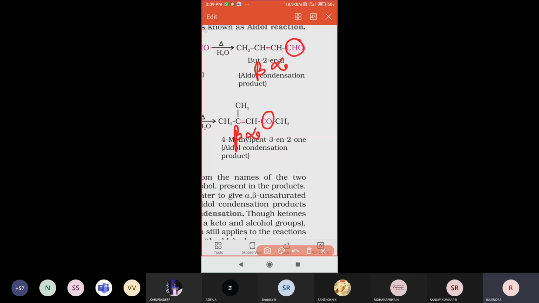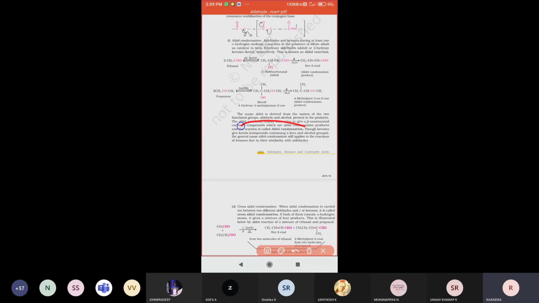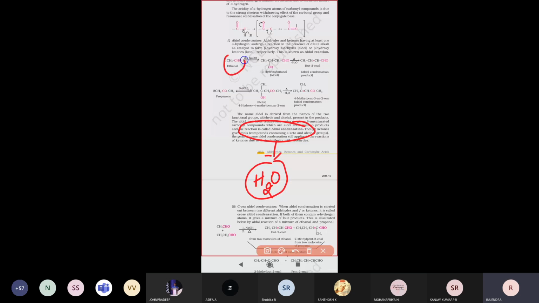This reaction is the aldol condensation. During aldol condensation, removal of a water molecule takes place. Whether you take aldehydes or ketones, one water molecule is eliminated. That is why we call it the aldol condensation reaction.